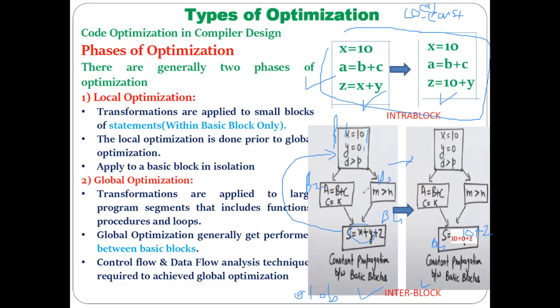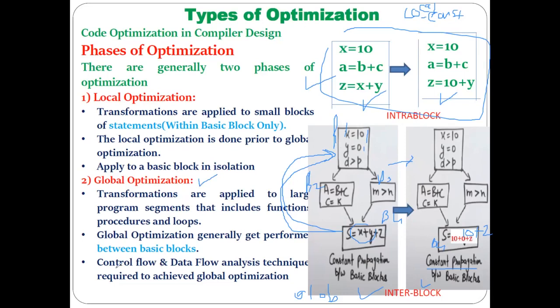But here, to perform the optimization, one basic block has to communicate with the other basic block. Understood? One basic block has to interact with another basic block. Only then can the optimization be performed. That is constant propagation. And if such a thing is there, that is called a global optimization. This global optimization part we will discuss in the next unit also.